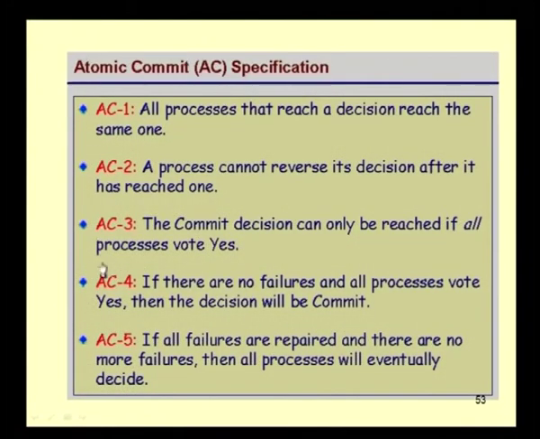So, the specifications are this: AC1, all processes that reach a decision reach the same one. A process cannot reverse its decision after it has reached a decision. The commit decision can only be reached if all processes vote yes. If there are no failures and all processes vote yes, then the decision will be commit. If all failures are repaired and there are no more failures, then all processes will eventually decide. So, these are some of the atomic commit specifications.